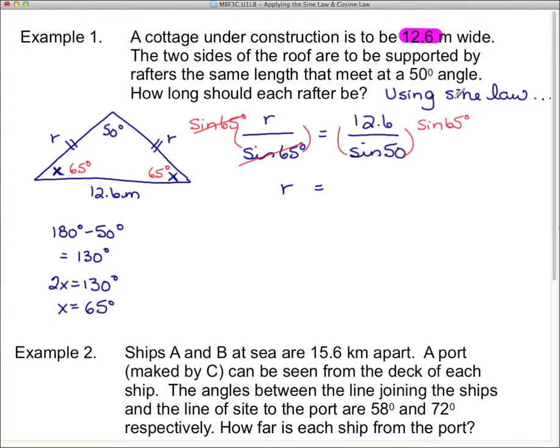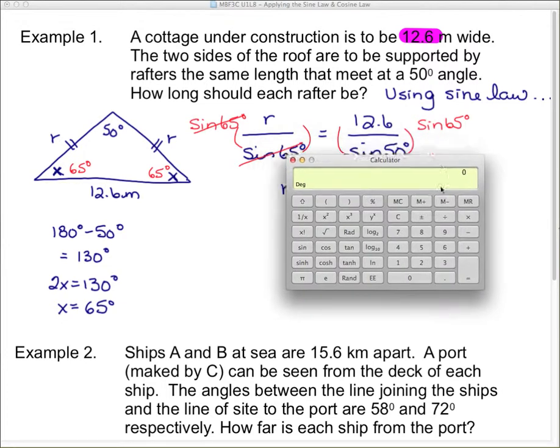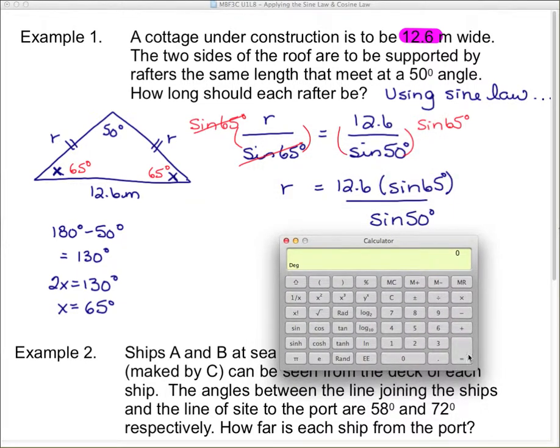And now we're going to type this in. I'm going to write this out over again so you can see this is 12.6, and I'm multiplying that by the sine of 65, and then I'm going to divide it by the sine 50. You don't have to write this down if you don't want to, but I want you to look at it and see. Now I'm going to pull out my calculator and type it in so you can see how we do it.